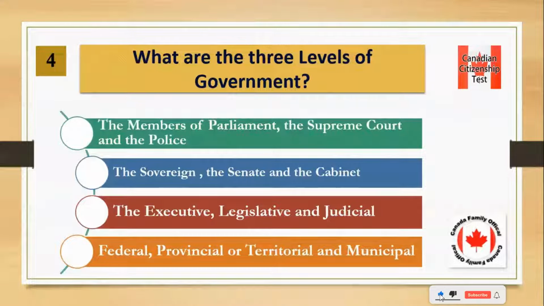What are the 3 levels of government? Number 1. The members of Parliament, the Supreme Court and the police. Number 2. The sovereign, the Senate and the cabinet. Number 3. The executive, legislative and judicial. Number 4. Federal, provincial or territorial and municipal. And the answer is federal, provincial or territorial and municipal.